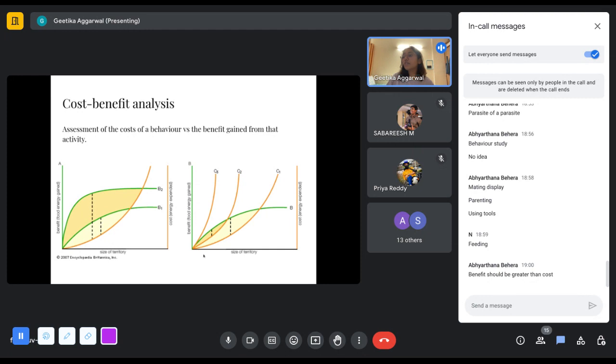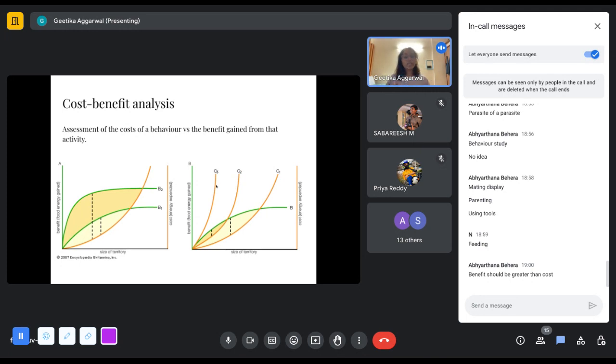And in the second graph, we have three different costs for the same amount of benefit. So if your costs are less, the territory size that you can handle is bigger, and if your costs are higher, the territory size decreases. And for C3, it is not helpful for you to maintain a territory at all. You should not have a territory at all for the curve C3, right?